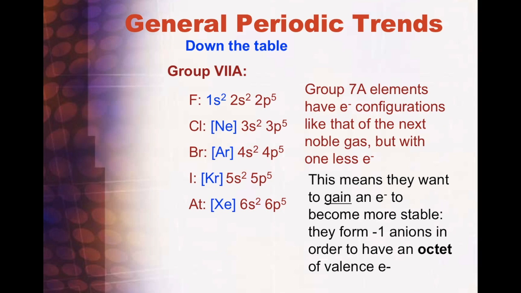Now we'll look at group 7A, which is the group that's right next to the noble gases. For these elements, they have an electron configuration very similar to the next noble gas, but have 1 less electron. So they have 5 electrons in P5. They want 6 to achieve a noble gas configuration. So for this reason, these elements tend to gain electrons to become more stable and form ions with a charge of -1.